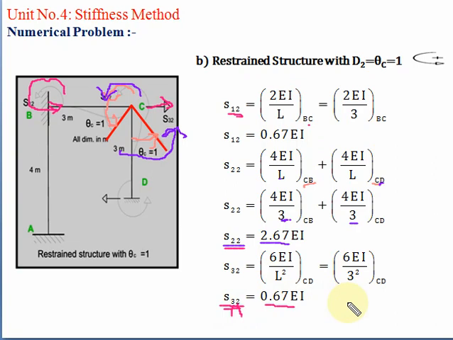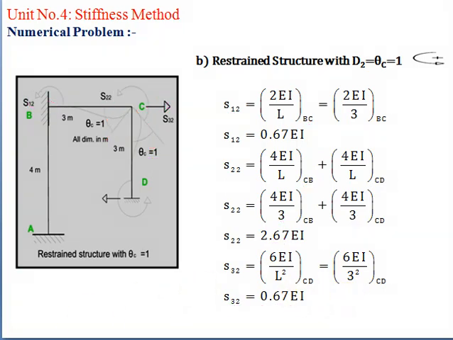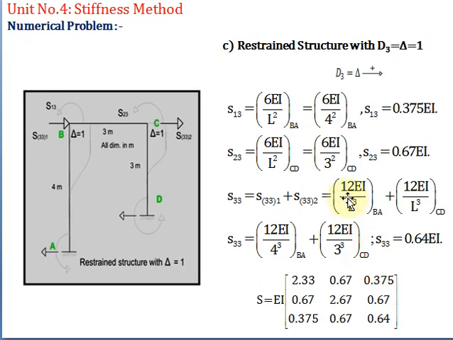So now next is what? Next we have to apply the sway, that is delta equal to 1, and we are assuming the sway is toward the right side. Now here we have assumed that the sway delta is toward the right side. So this is the sway delta in both vertical members. Now here two vertical members are there, AB and DC, or we can call them CD or BA.